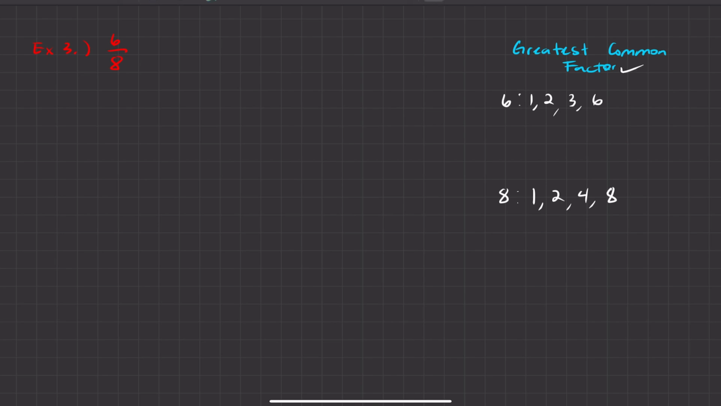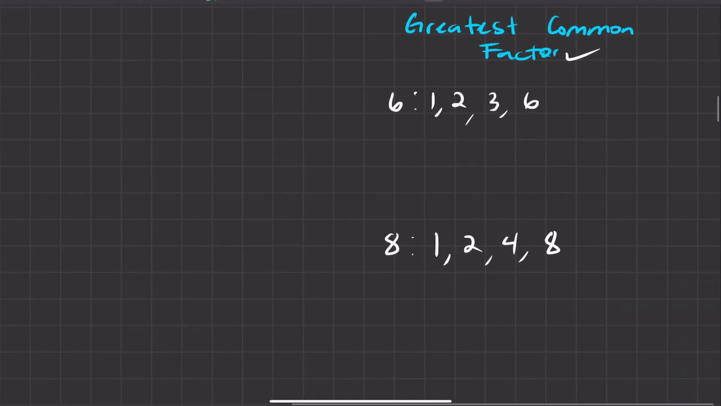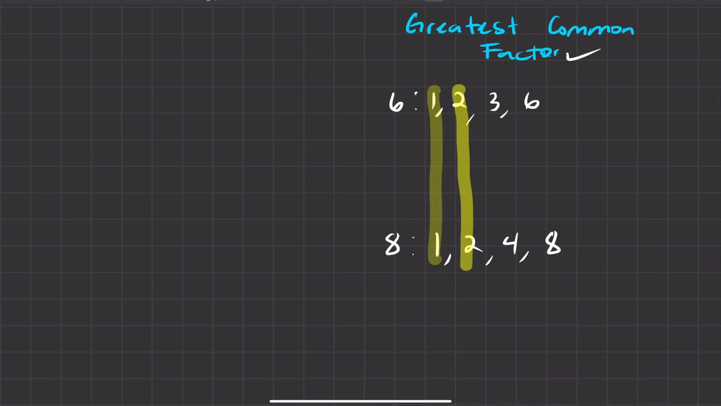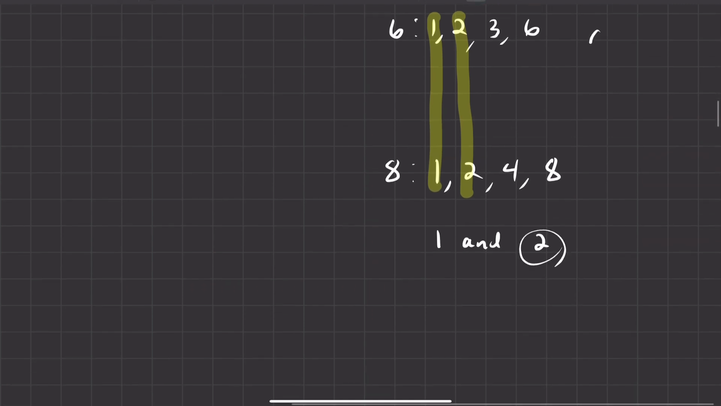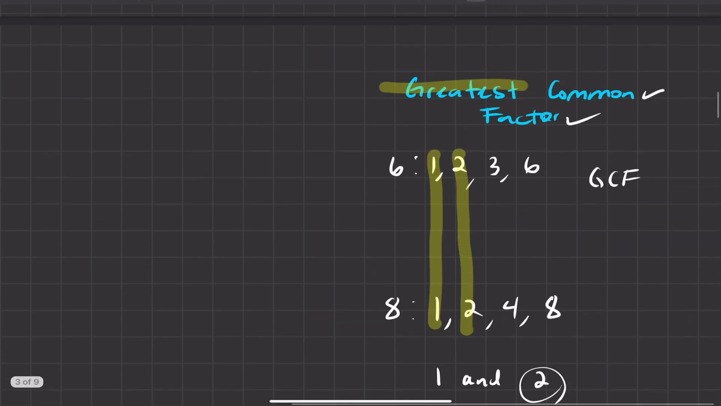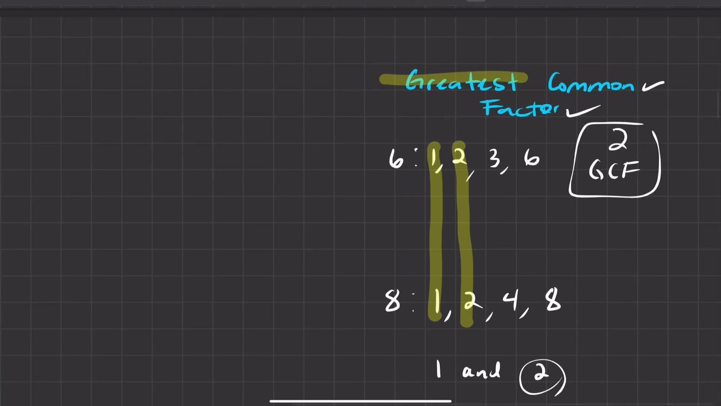Let's take a look at the common factors. They both share a 1. They both share a 2. What else here? Did they both share a 3? No. 6? No. 4? No. 8? No. So, I have 1 and 2. These are my common factors. So, what's the greatest common factor? It is indeed 2. So, I write GCF is 2. The GCF here is 2.